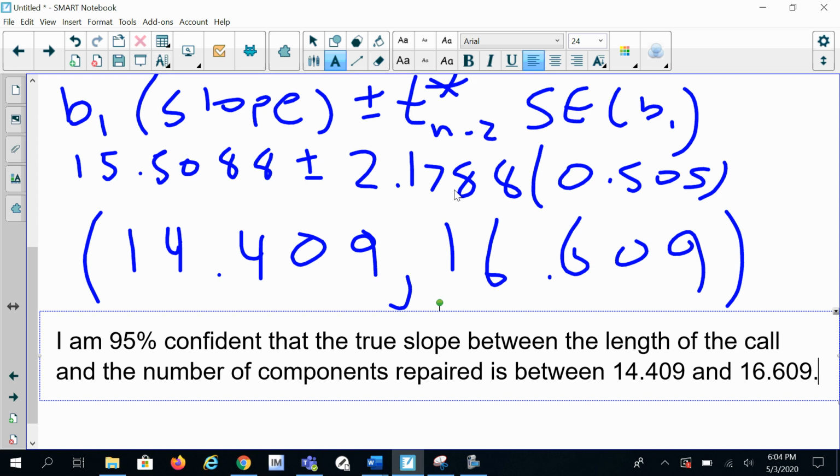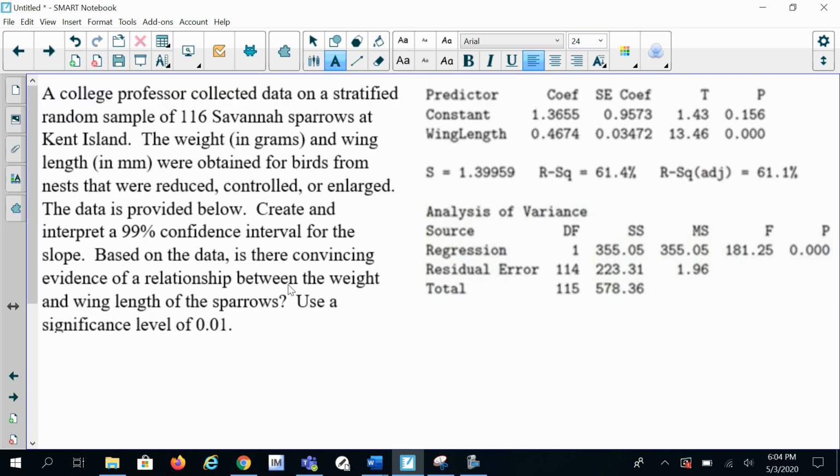It's a matter of you being able to read the table and you being able to use the inverse T calculator. Okay? So we're going to do that one more time. Then we'll go back and do the hypothesis test, which requires even less math. So this was the example with the sparrows, their weight versus their wing length. We have a different table here. This one is not giving me DF. There is no DF.